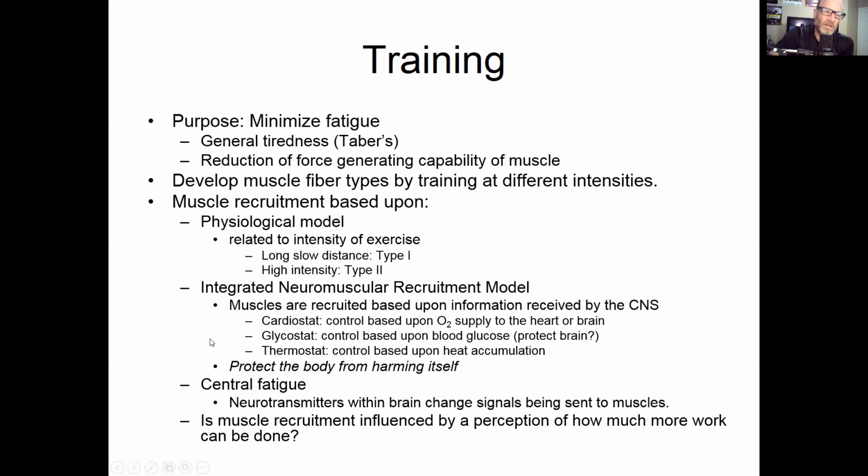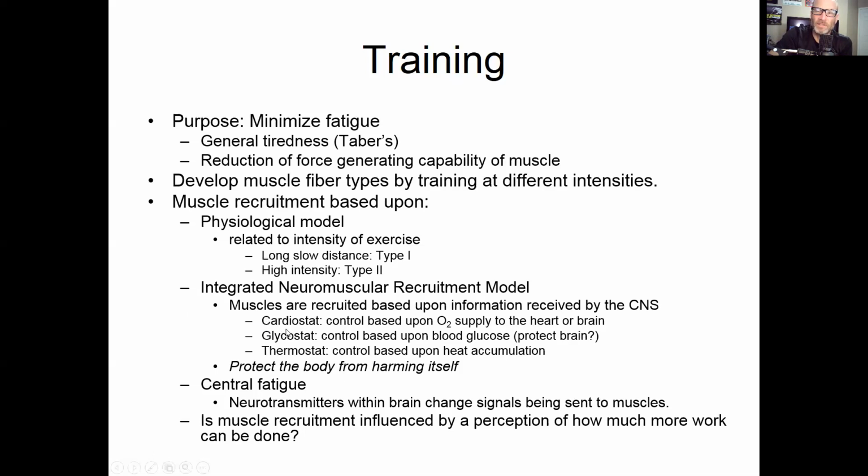And what this model tells us is that muscles are recruited based upon information received by the CNS, sort of like what I'm talking about here with fatigue being a perception. And what may be happening is that the brain may be monitoring different physiological states, different mechanical states, maybe even different psychological states. And the brain detects something that tells the system that you've got to start shutting things down, or recruit muscles in a particular way.